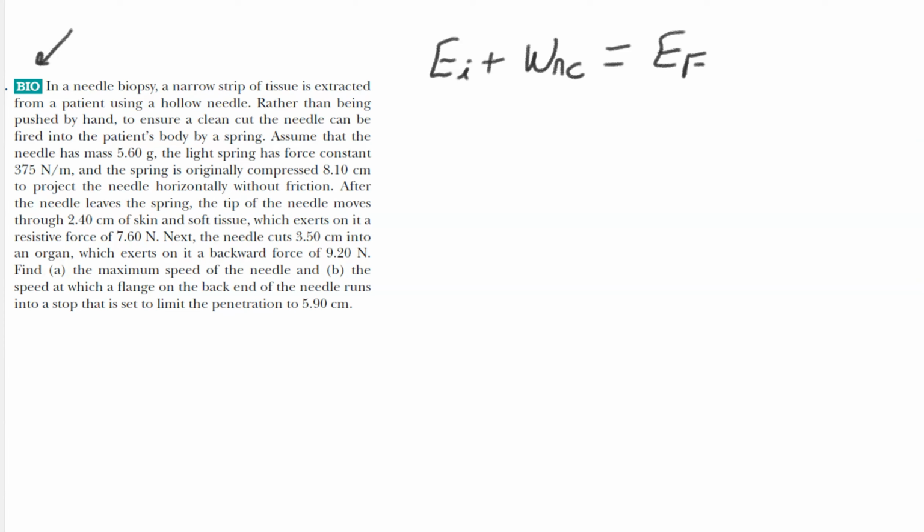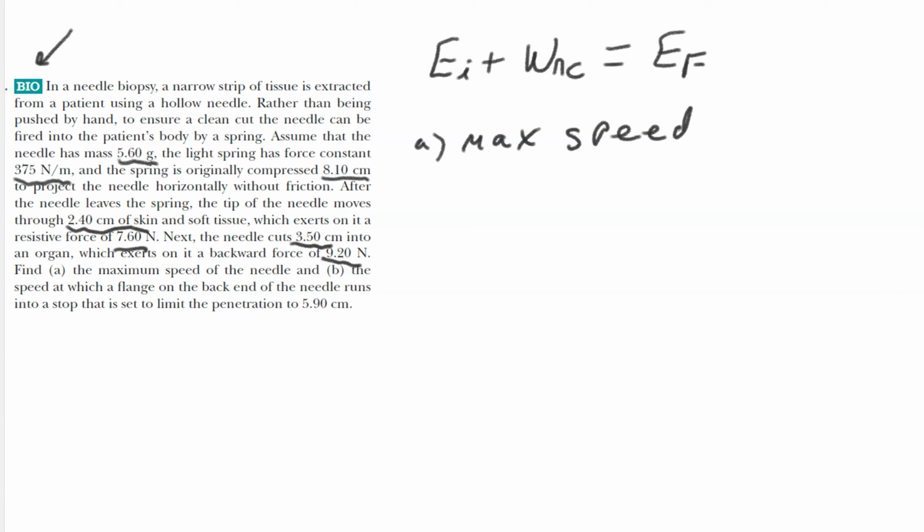And so the spring punches the needle in really quickly. I guess that makes a nice clean incision. They give the mass of the needle. They give the spring constant of the spring. They say that it moves 8.1 centimeters before it hits anything that has friction, like skin. Then they say it moves through skin and experiences this force, and then it goes into an organ and experiences this force. And then they want to know the maximum speed and some other stuff.